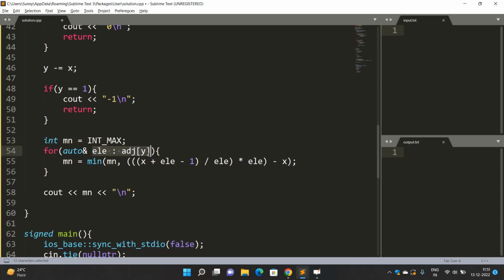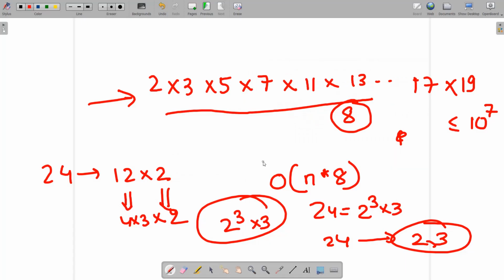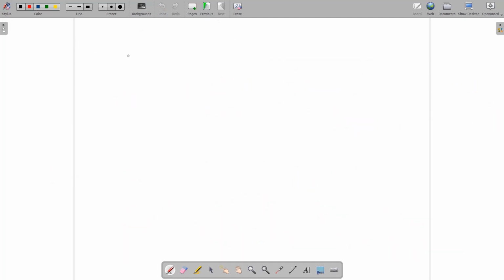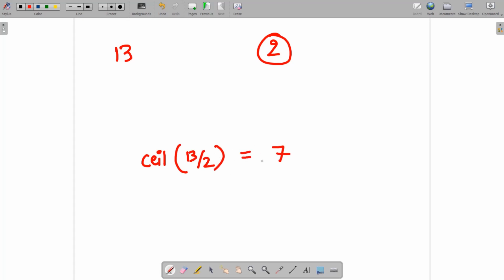Now for each of the least prime factors of this value, we will find the difference. How will we find the difference? First we find the ceiling value of the division, then we multiply with that prime factor. This will give me the upper bound, right? If you're not getting this, suppose in the previous test case we have 13 and our least prime factor is 2. We need to extend 13 plus k to a suitable number. So we find the ceiling value of 13 by 2, which would give you 6.5, which is 7 if you find the ceiling value. Then we multiply it by 2, which gives me 14.